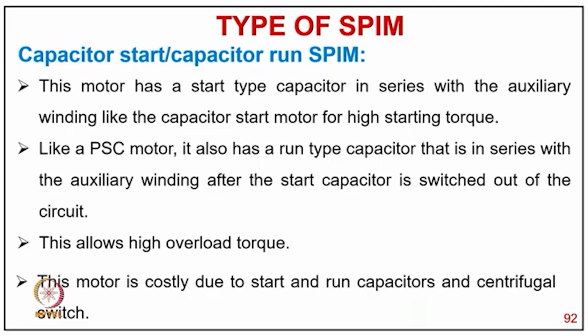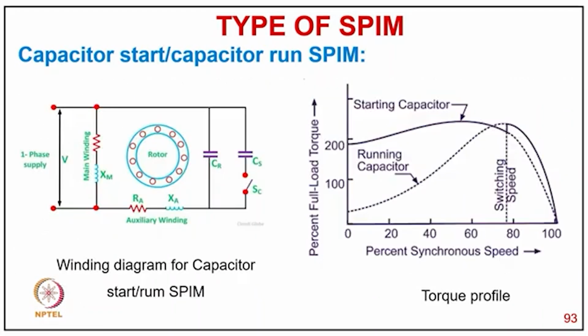Then we have the capacitor start capacitor run motor, where the motor has to start with a start type capacitor in series with the auxiliary winding like a capacitor start motor for high starting torque, and like the PSC, the phase shifting capacitor motor, it also has a run capacitor that is in series with the auxiliary winding. After the start capacitor switches off from the circuit, this allows higher overload torque, and this motor is costly due to the start and run capacitor and centrifugal switch.